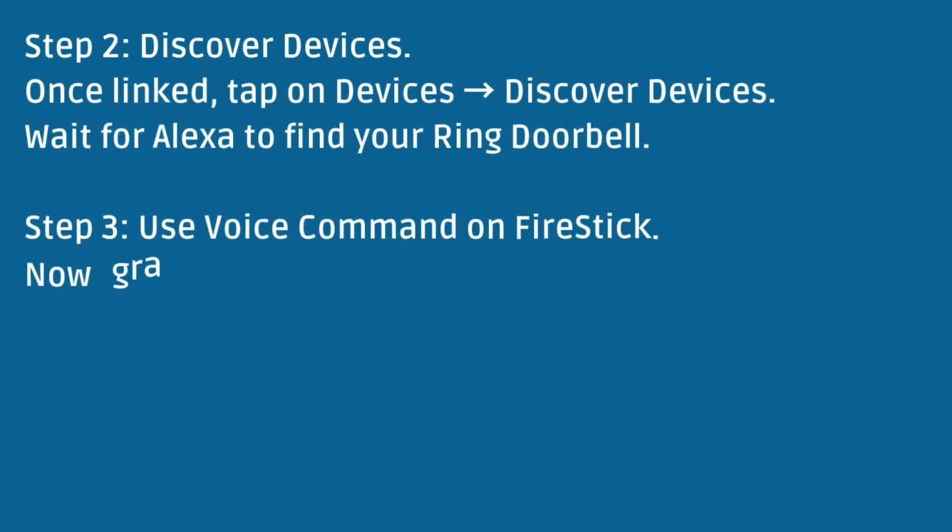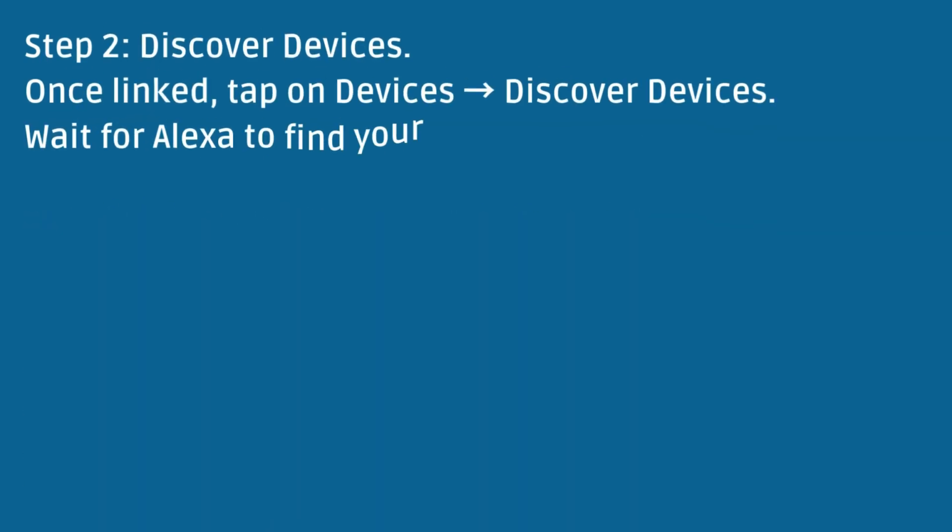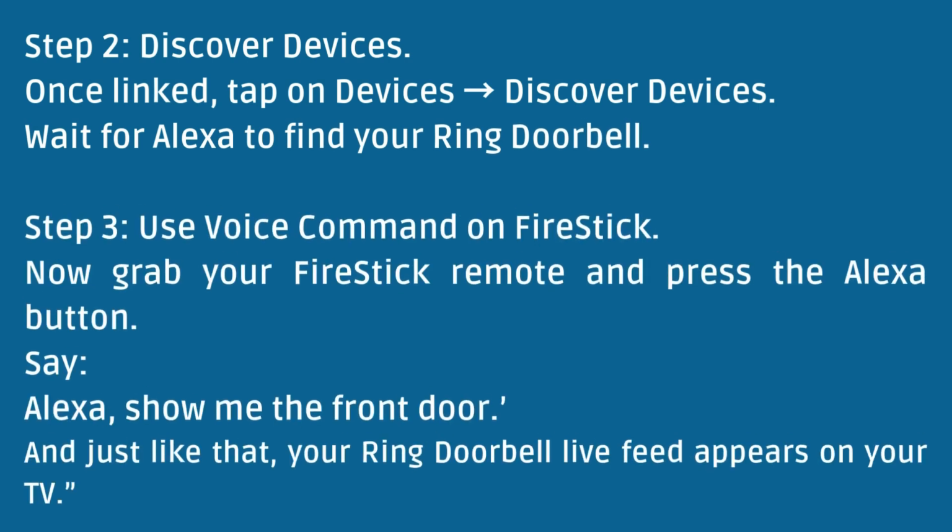Step 2. Discover devices. Once linked, tap on Devices, then Discover devices. Wait for Alexa to find your Ring Doorbell.